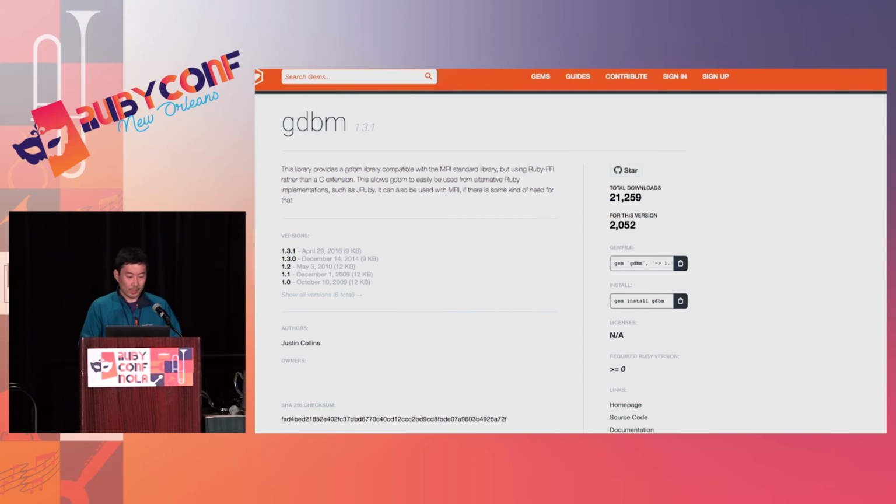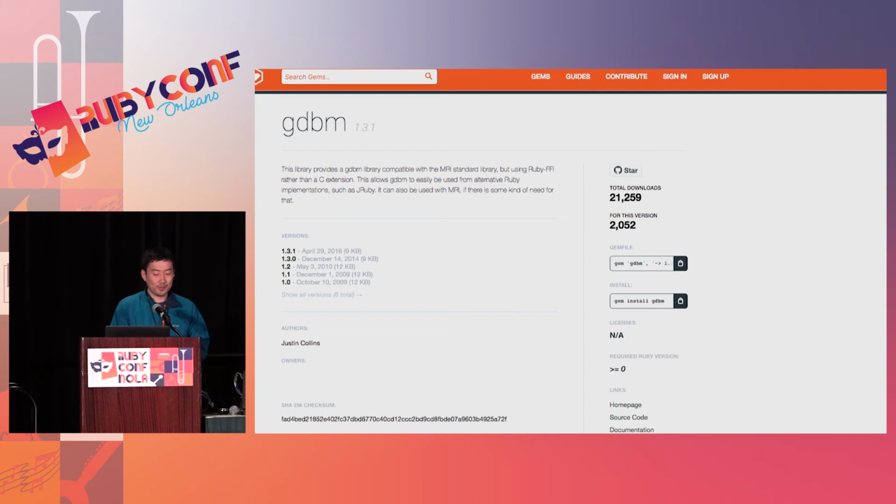The next example is GDBM. This is a complicated problem. There was a gem with the same feature as the standard library named GDBM. The only difference was that it uses libffi. GDBM of the standard library didn't use libffi. So I also spoke about the gemification project to the owner of the GDBM gem. After that, I got the namespace of GDBM and overwrote it with the implementation of the standard library.